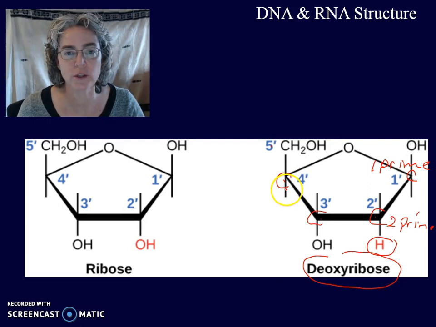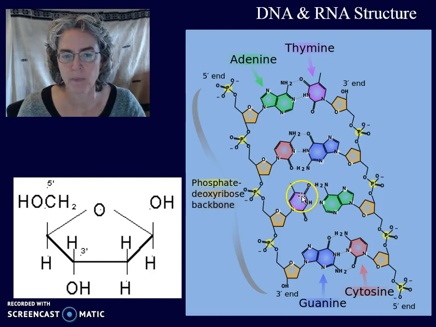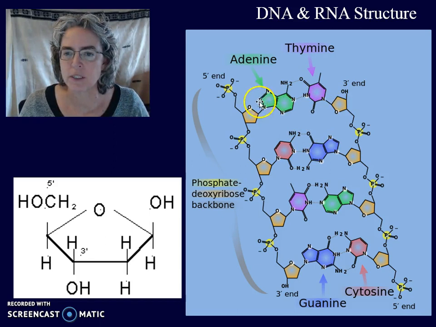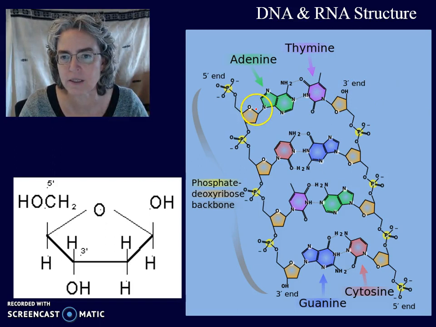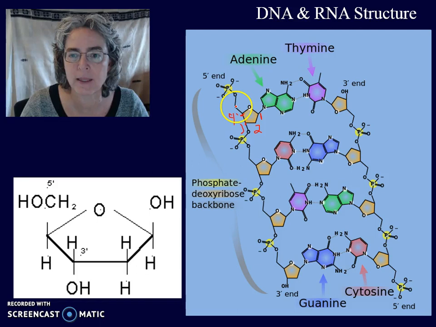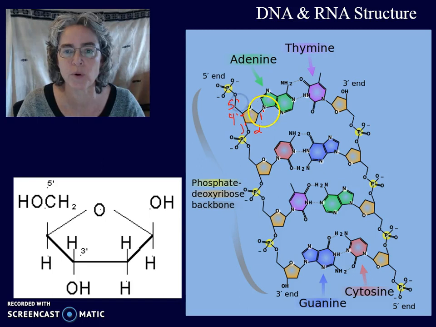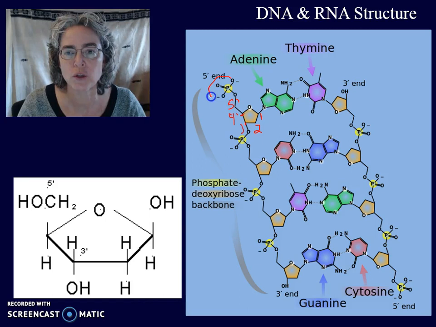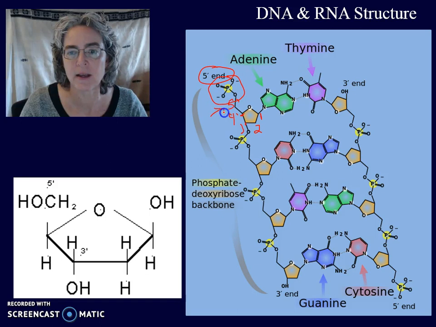Okay, so let's go back to our DNA strand. On this strand over here, we have our 1' carbon, 2' carbon, 3' carbon right here, and 4' carbon right there. And at this point, there's also a carbon, and that is our 5' carbon. That 5' carbon is bonded to our phosphate group, and this is considered the 5' end because that's where the 5' carbon is.